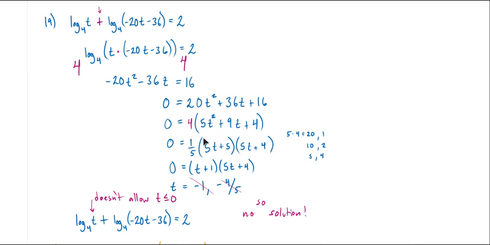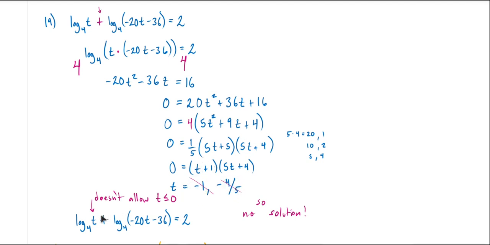AC method, I drop a 5 in each place and a 1/5 out front. 5 times 4 is 20. Factors of 20 that sum to be 9 are 5 and 4, and so we slip those in here. Now all I have to do is reduce, and I get 0 is equal to t plus 1 times 5t plus 4. These have solutions at -1 and -4/5.